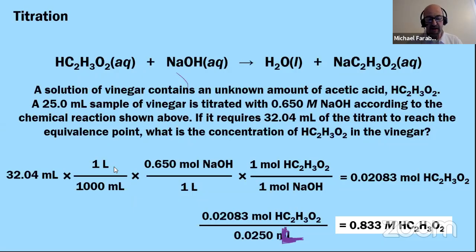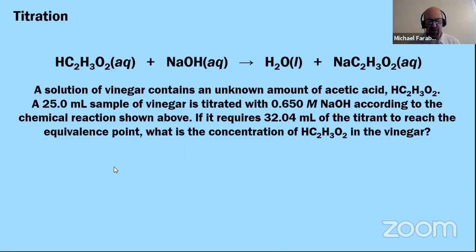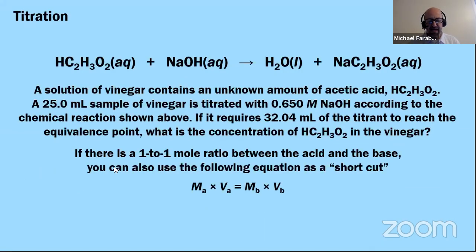Now, there is another way to solve this problem. And the second way to solve this problem is a little easier. And I caution you to use this carefully. This is a shortcut. If there is a 1-to-1 mole ratio between the acid and the base, you can also use the following equation as a shortcut. So capital M is molarity, capital V is volume. So we have molarity times volume for the acid and molarity times volume for the base. Because molarity times volume is moles, the moles of acid equal the moles of base.